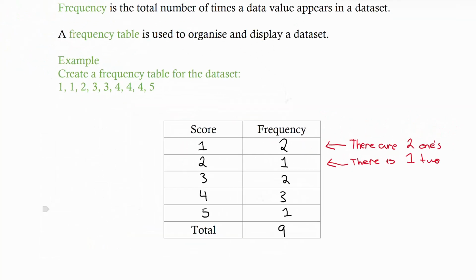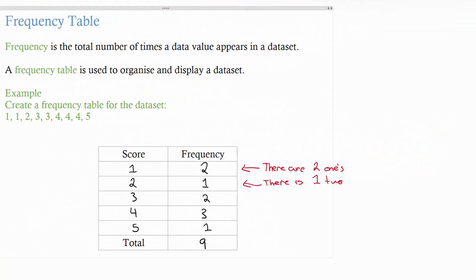So a frequency table is used to show data, a long line of data, in a way that's manageable for us to identify any patterns.